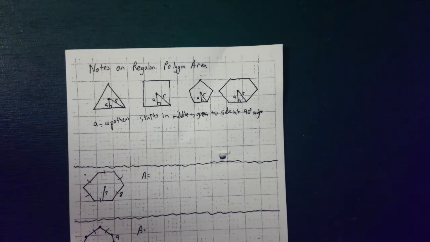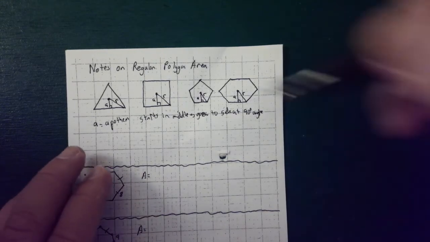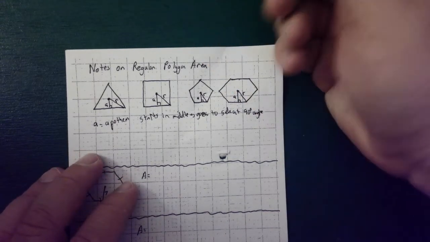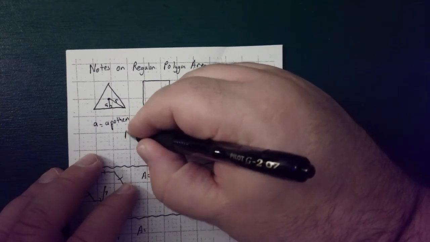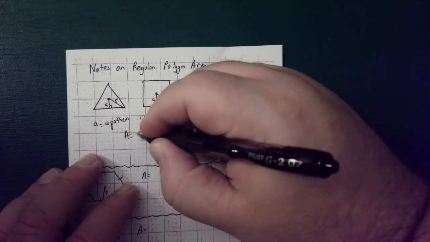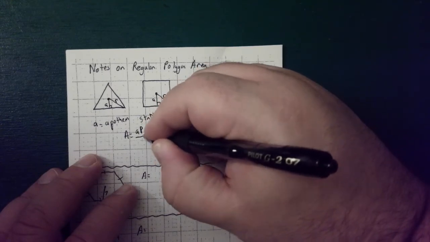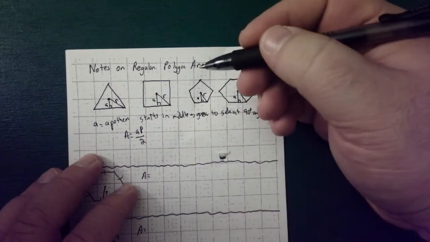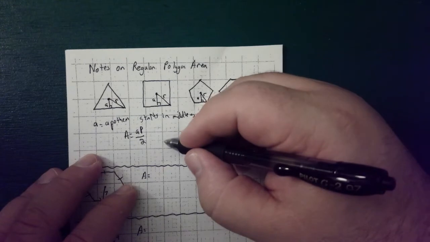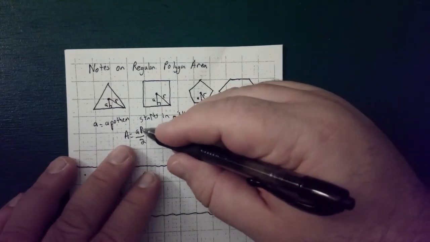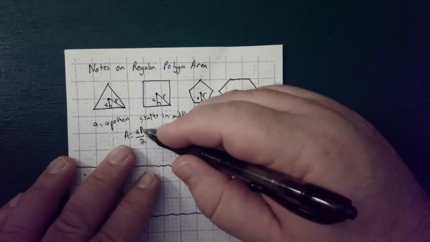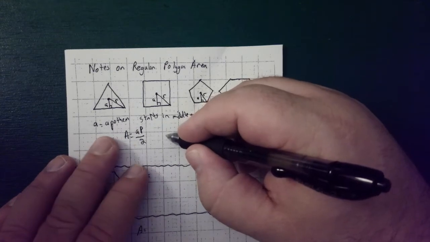So that brings us to the formula we have to use for regular polygons. Regular polygons, the formula is, for area, it's the apothem times the perimeter divided by 2. So there's a couple things I want to run over. We know that capital A is area, lowercase a is apothem, P is perimeter.